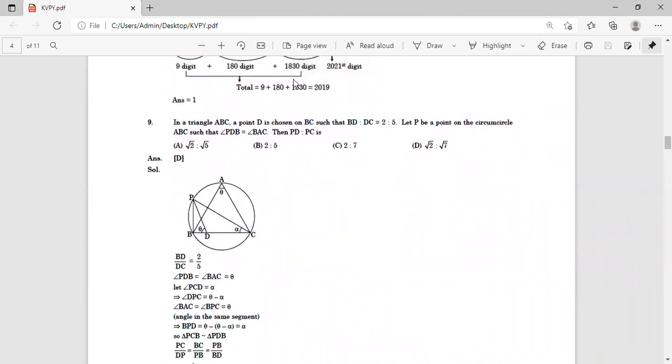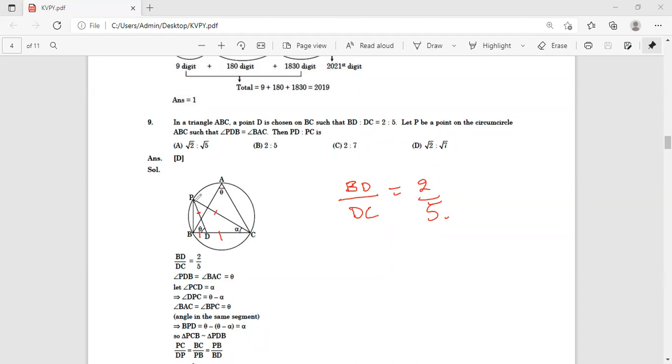Next one, 9th question. In a triangle ABC, D is chosen on BC such that BD by DC is 2:5. Let P be the point on the circumcircle of ABC such that angle PDB, this theta, is equal to angle BAC, this theta. Then PD by DC is what? PD by DC is what?